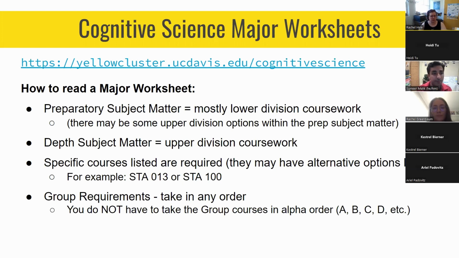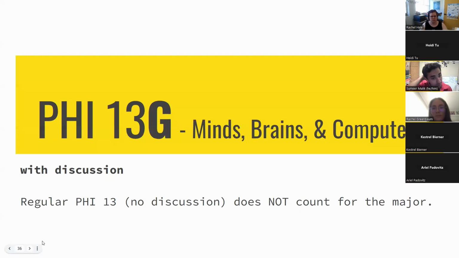We do have specific courses that we list that you have to take. And then we also have group requirements where you can pick certain courses from the group, and we give you a list of courses to choose from. And you don't have to take the group courses in alphabetical order. So you do not have to start with A, then do B, then do C. You can mix it up as long as you have the prereq classes done for the classes that you want to take.